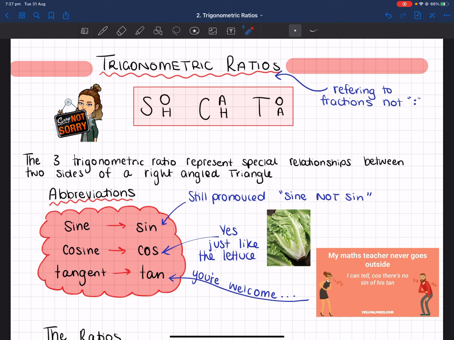Now, these are three functions that you'll learn more about later on. However, for the purpose of this topic, we abbreviate these three words. So sine is abbreviated to sin. It's still pronounced sine, even though the E's missing. You don't say sin, it's sine. This is cosine, and we abbreviate it to cos, just like the letters. And then tangent is abbreviated to tan. So we've got sin, cos, and tan, and they come from sine, cosine, and tangent.